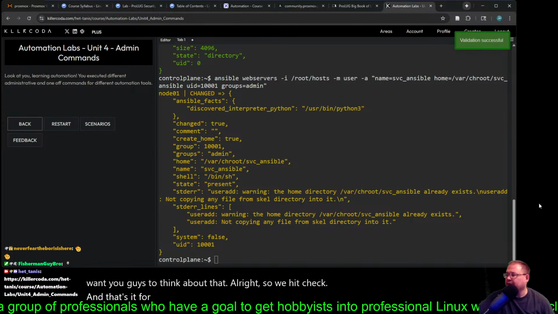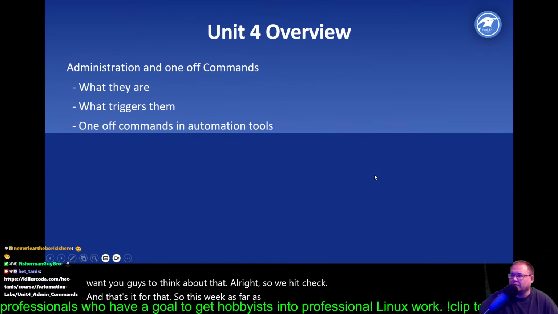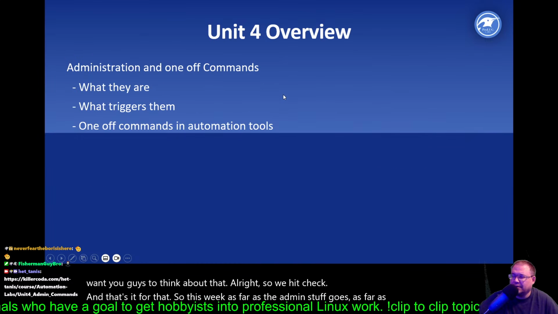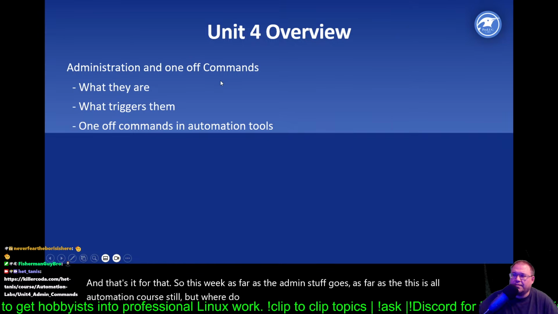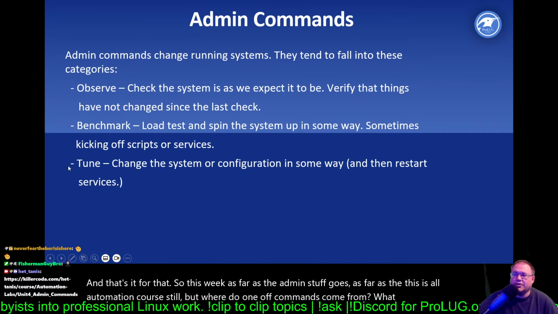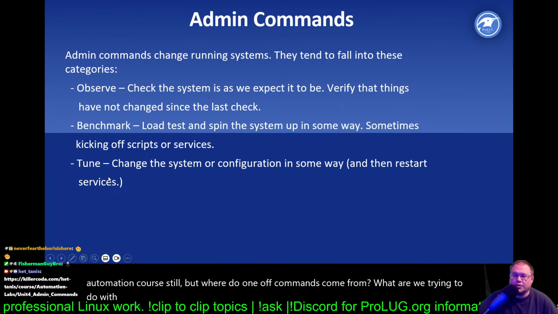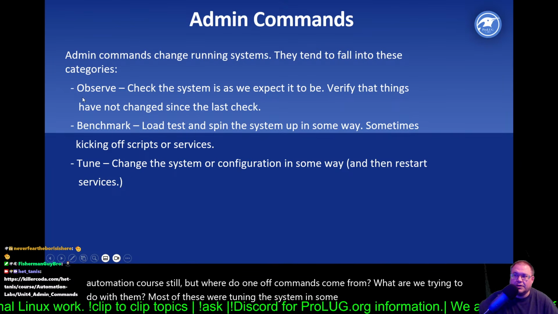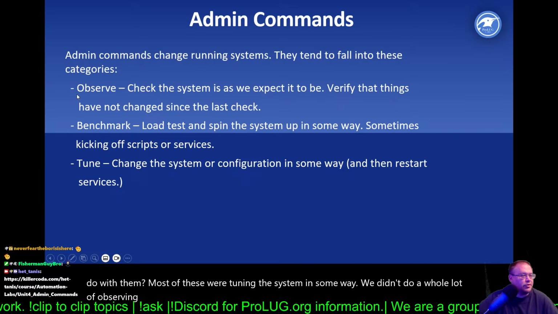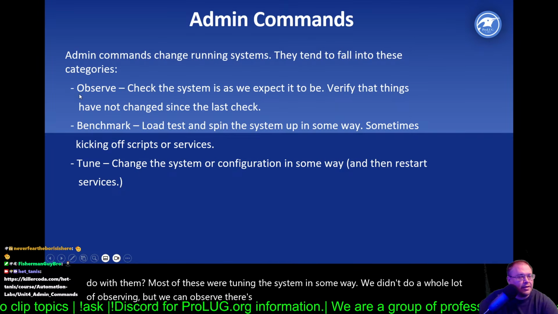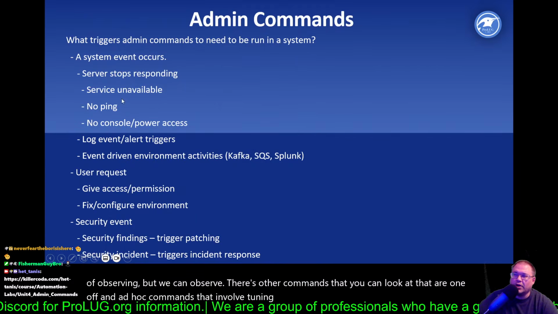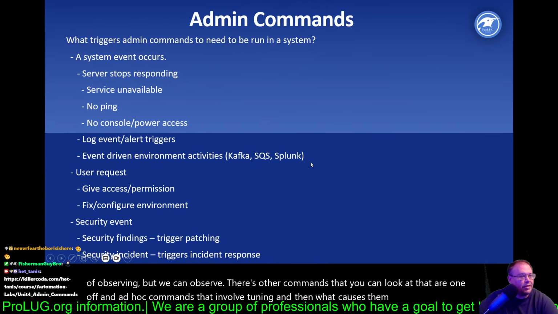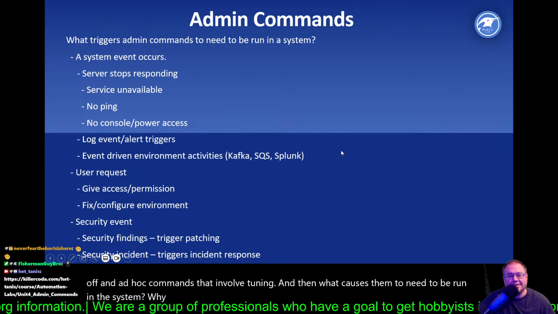So this week, as far as the admin stuff goes, this is all still the automation course, but where do one-off commands come from? What are we trying to do with them? Most of these were tuning the system in some way. We didn't do a whole lot of observing, but we can observe. There are other one-off and ad hoc commands that involve tuning. And then what causes them to need to be run in a system? Why would we do admin tasks in a system?